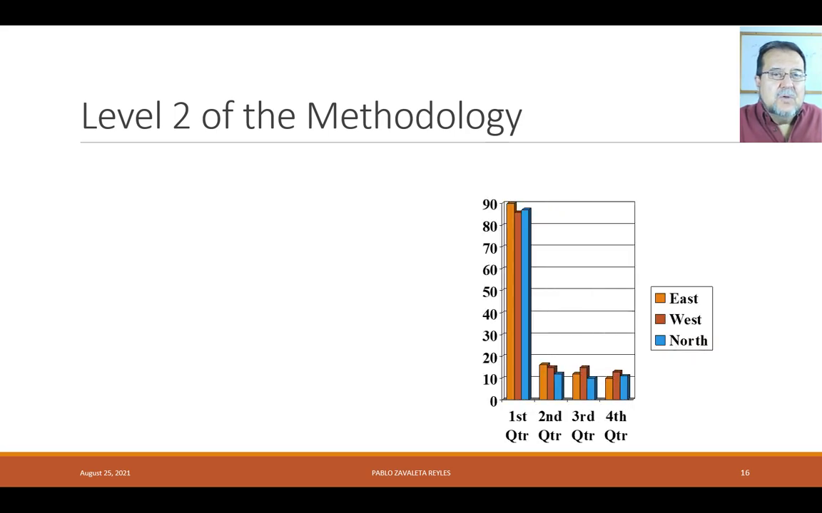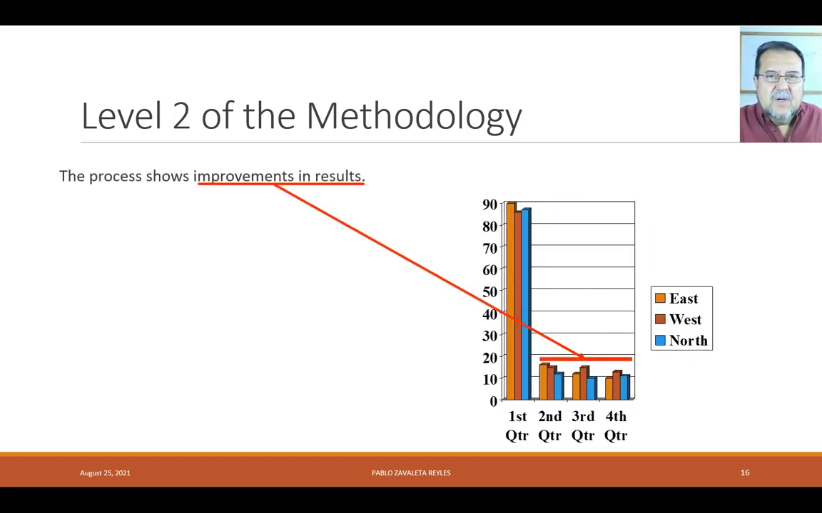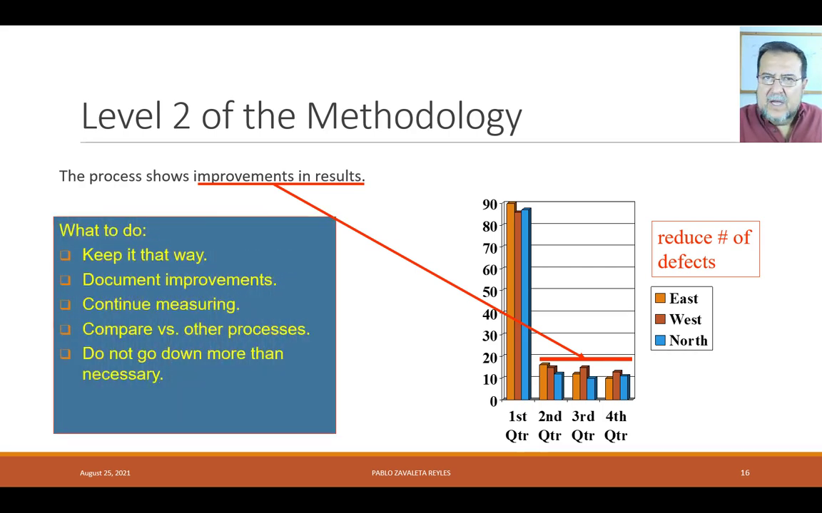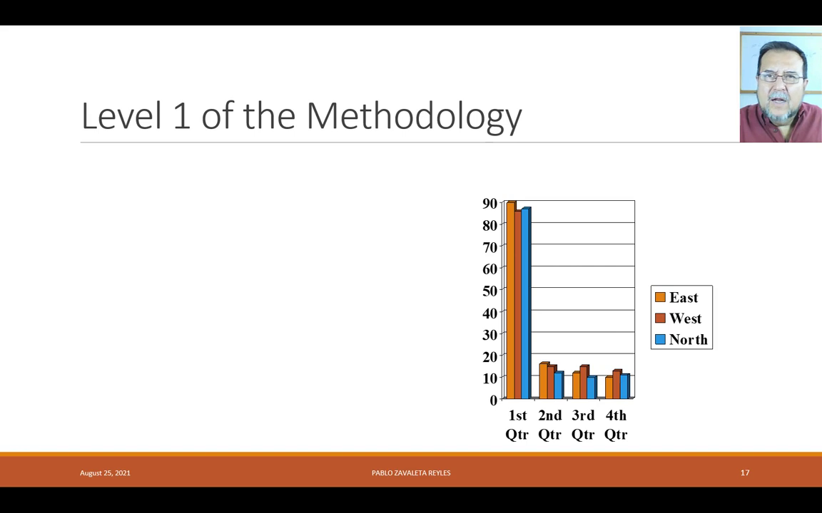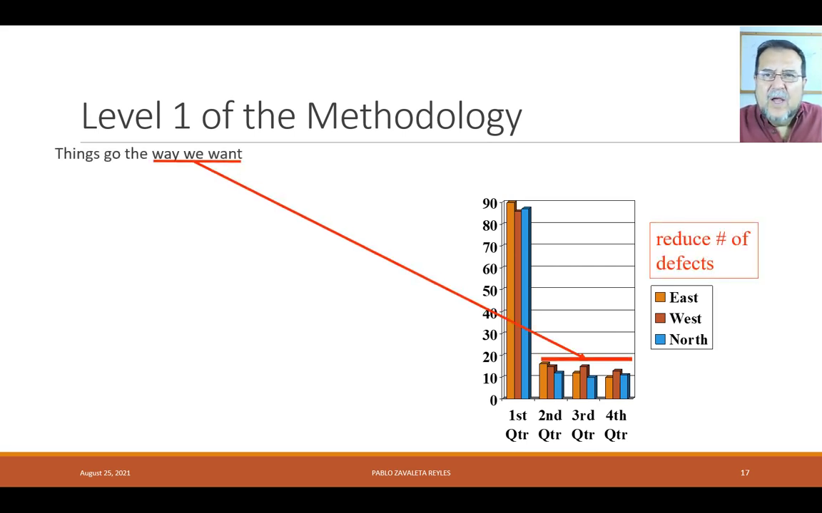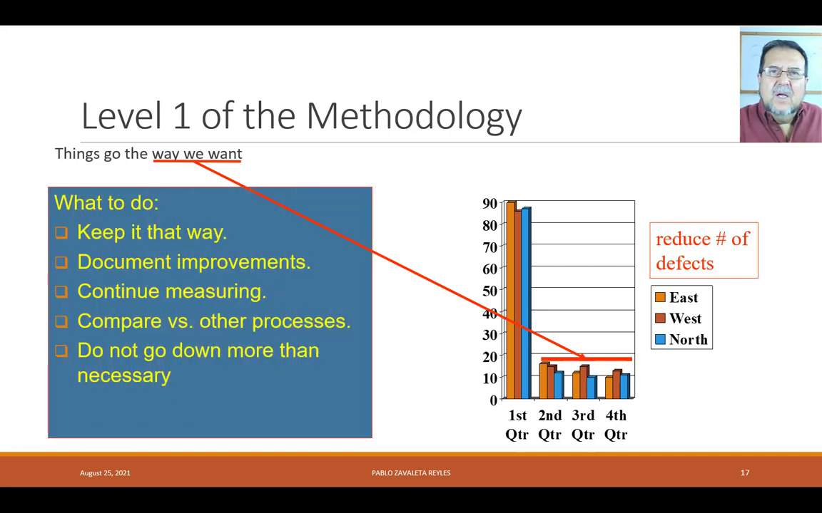When we're in level 2, the process starts to show real improvements in results. It reduces the number of defects. We keep on doing what we're doing. We keep on documenting improvements. We continue measuring. We do more benchmarking. And we learn not to tighten specifications much more than necessary. Finally, when we are at level 1 of the methodology, things go the way we want. And we just keep it that way.